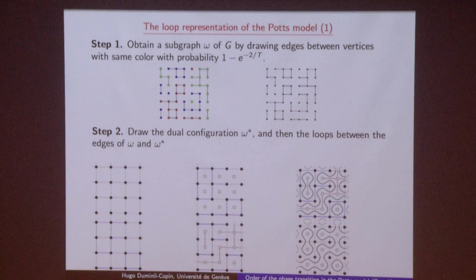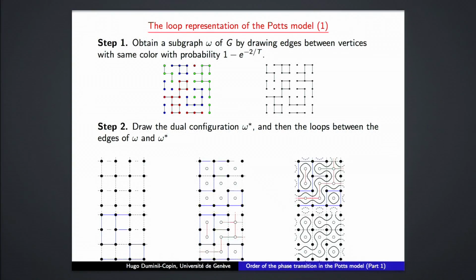So you obtain your primal graph, the graph that you started with, the blue one, together with a new graph, the red one, which is somehow a complement of your original graph. In fact, the dual of your graph. Now what you do is you draw the loops between the connected components of your primal graph and your dual graph. You draw all the loops.